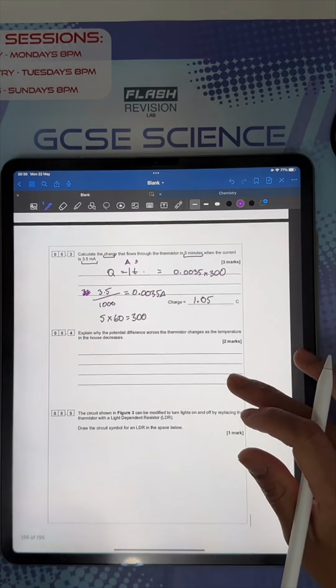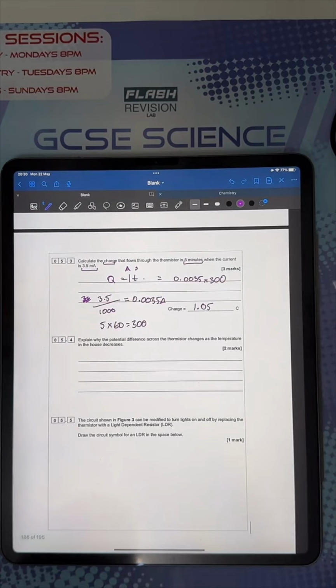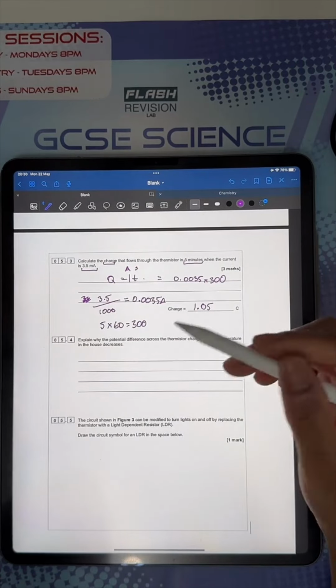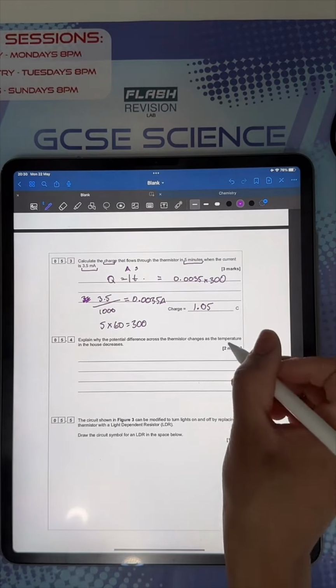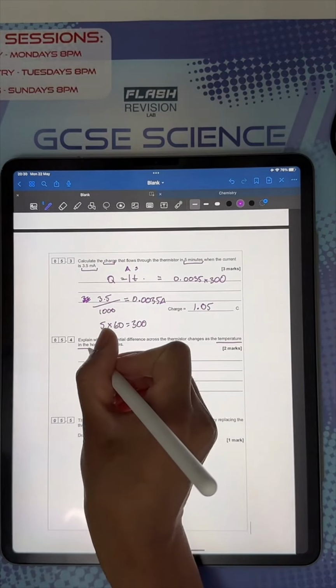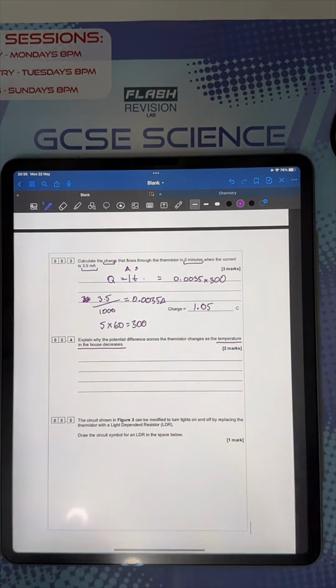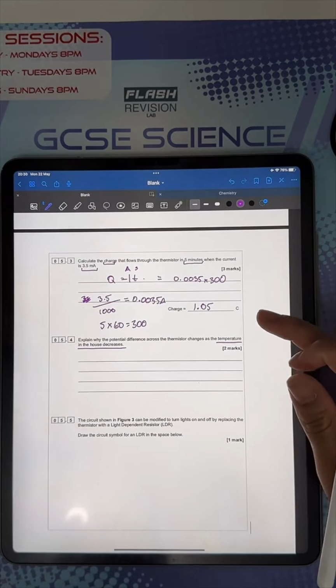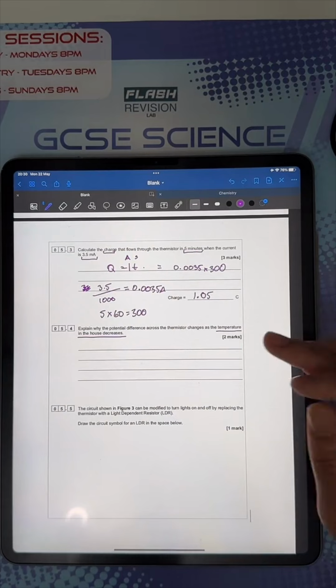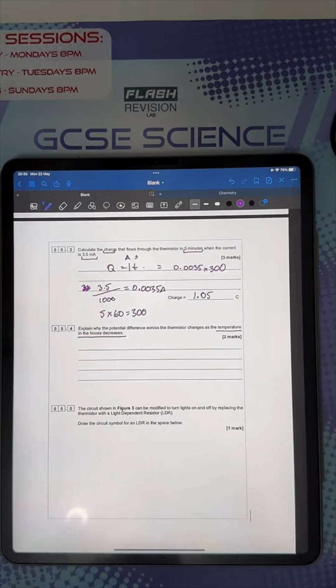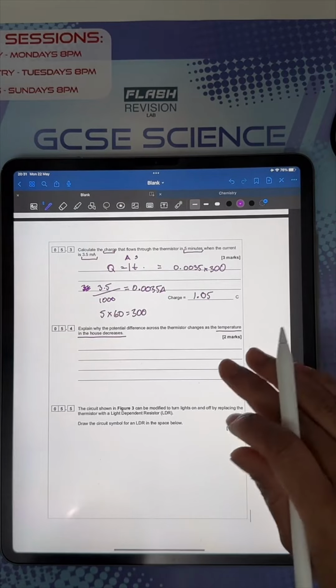Okay, so next question is all about a thermistor. So it was important what I explained earlier. Explain why the potential difference across the thermistor changes as temperature in the house decreases. Temperature in the house, so that's the surroundings. Why would that affect potential difference? You need to first state what a thermistor does. Do you remember what I said? I said if temperature increases, something happens. This time temperature is decreasing. What's going to happen to resistance? Exactly. Resistance is going to increase.